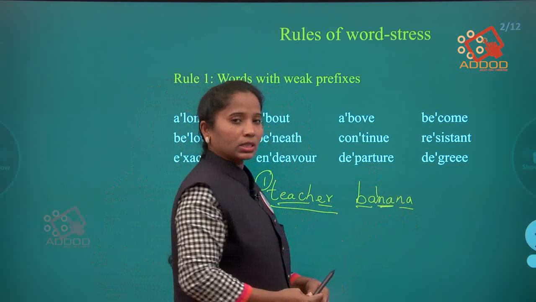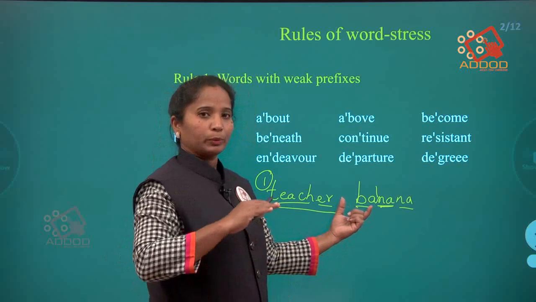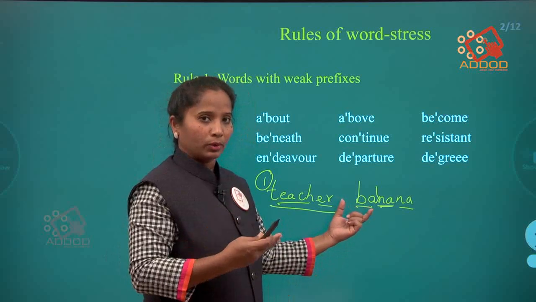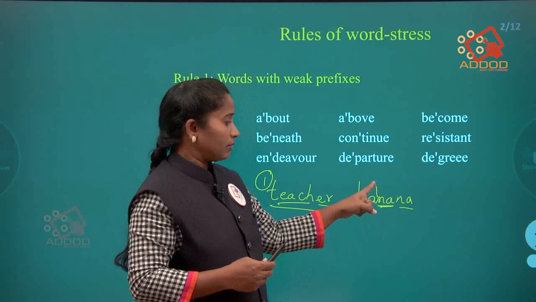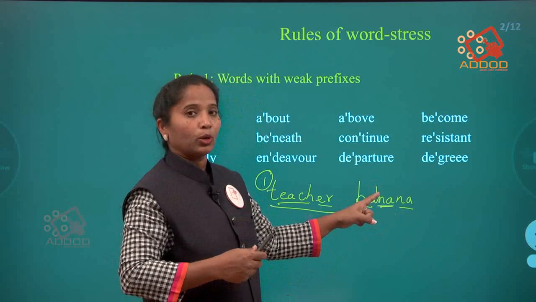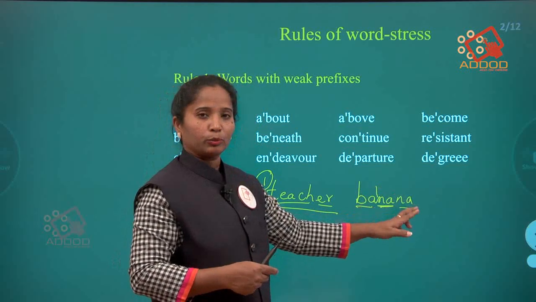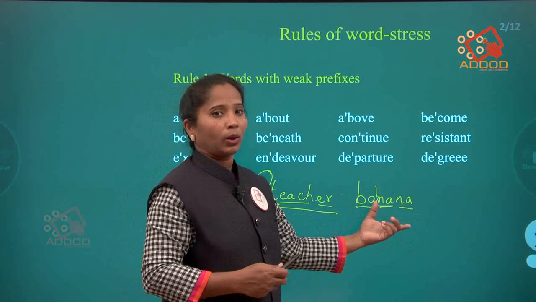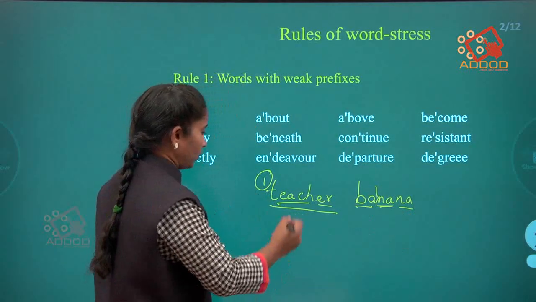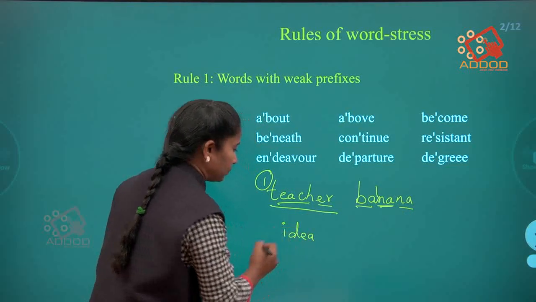So how do you pronounce this? Banana. The first syllable should not be stressed; that has to be pronounced normally. The second syllable is where you have to stress, because the vertical bar is there. So you have to put the stress. The third syllable should be pronounced normally. So how do you pronounce this? Banana.